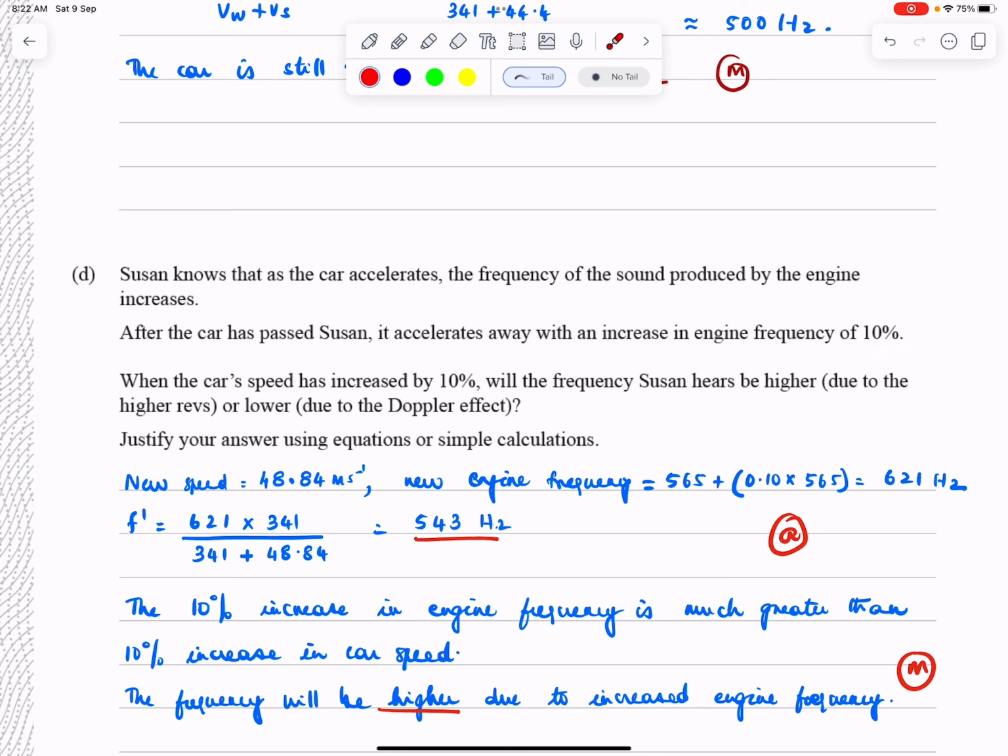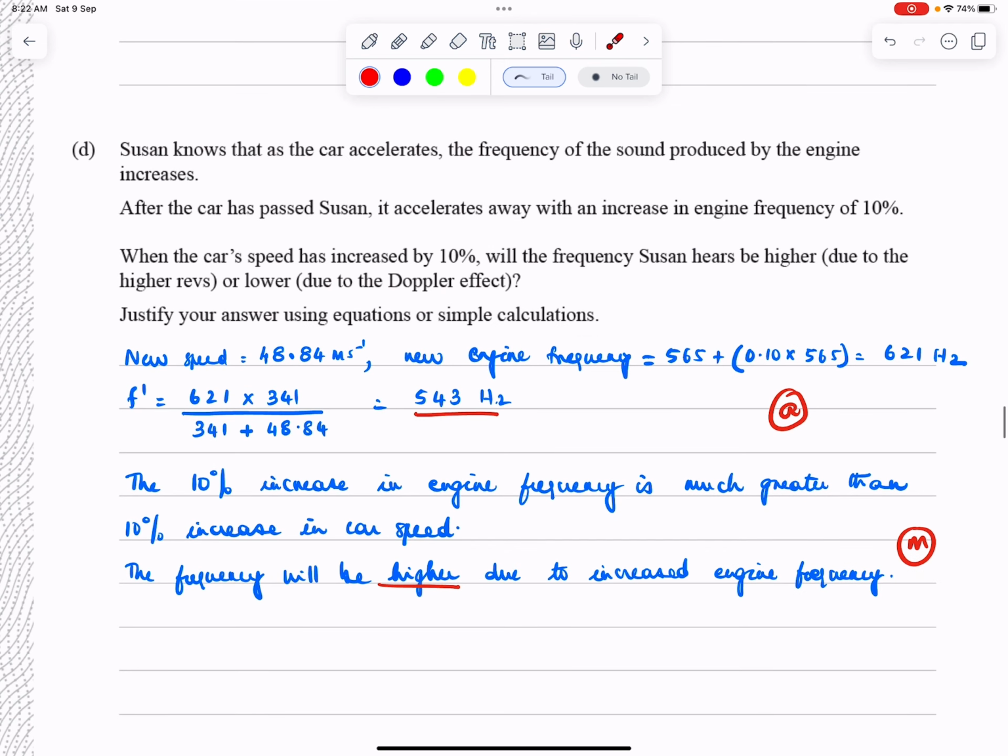When the car speed is increased by 10%, will the frequency Susan hears be higher due to the higher revs or lower due to Doppler effect? And justify your answers. So this is the new speed. How did I get the new speed? What I did was I just did 44.4 plus 10% of 44.4, and then I got 48.84. The new engine frequency, so that's the original one plus 10% of that, you get 621 hertz.